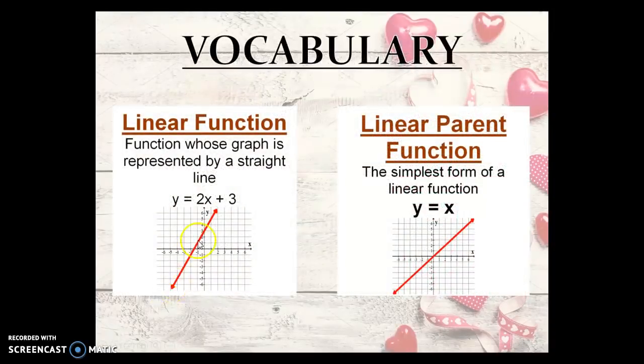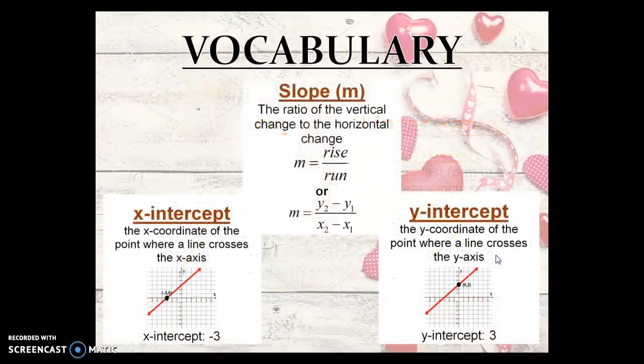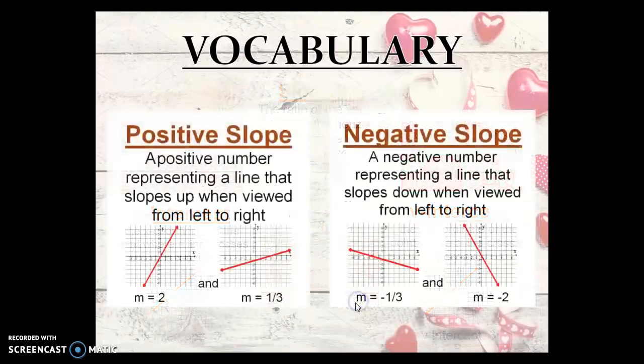So a linear function is just a straight line. The linear parent function is y equals x. The x-intercept is where that line crosses through the x-axis. Slope is rise over run, or y2 minus y1 over x2 minus x1. The y-intercept is where that line crosses through the y-axis.